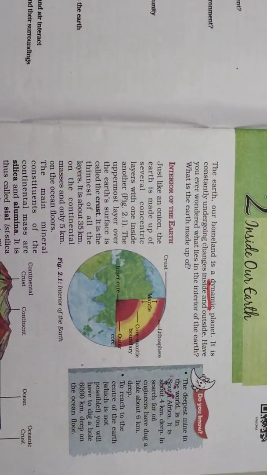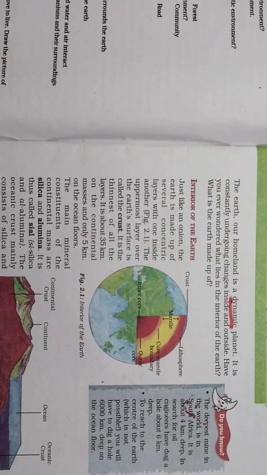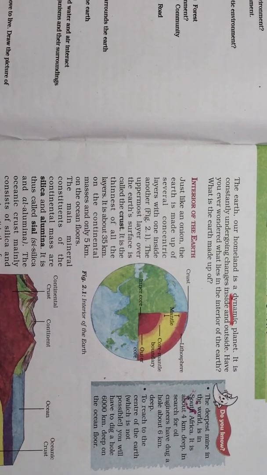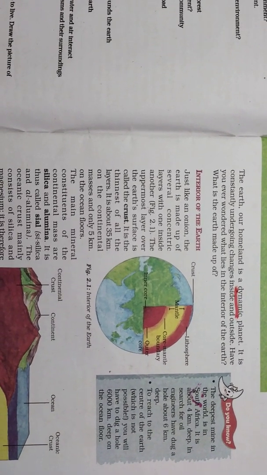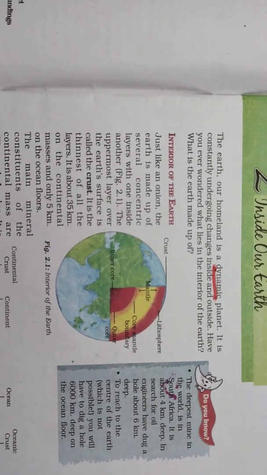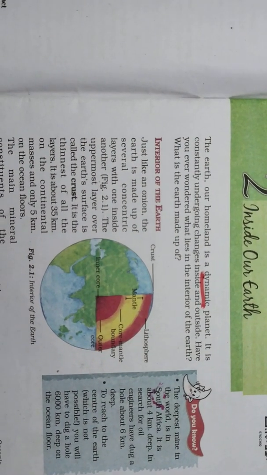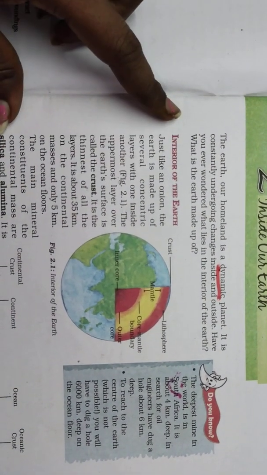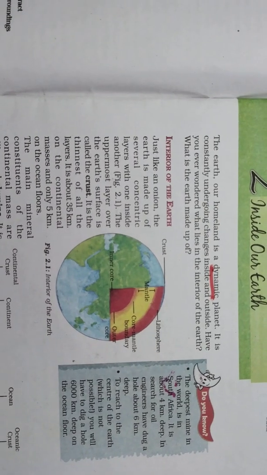So here comes the earth, our homeland, is a dynamic planet. It is constantly undergoing changes inside and outside. Have you ever wondered what lies in the interior of the earth? What is the earth made up of? We all know that the earth is our homeland and it is a dynamic planet. What do you mean by dynamic planet? There may be changes in the planet. So here we'll come to know what the interior of the earth is.